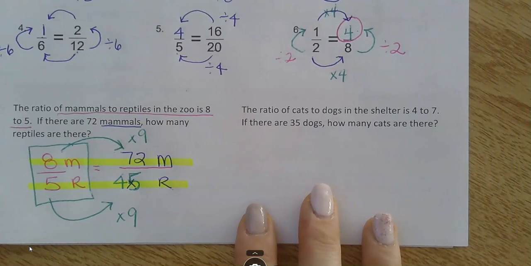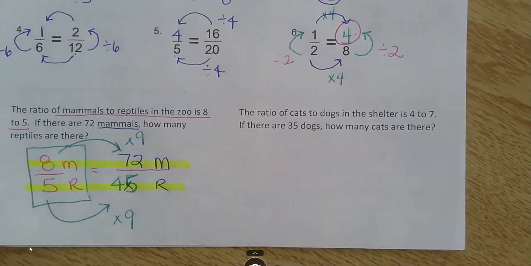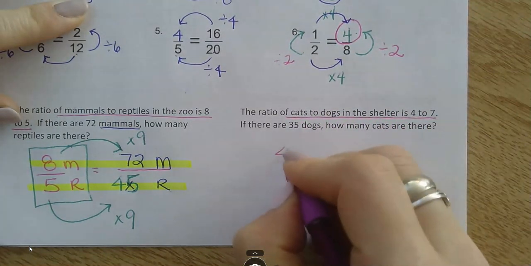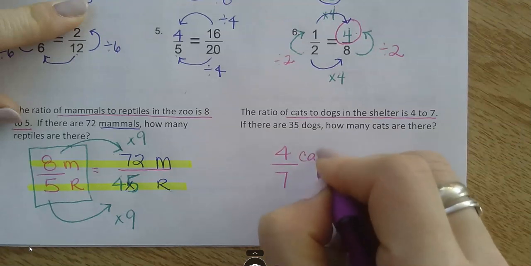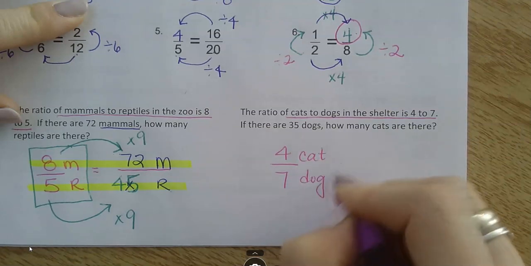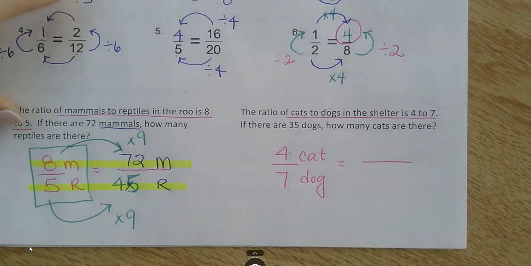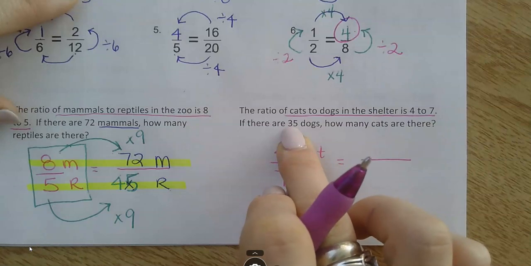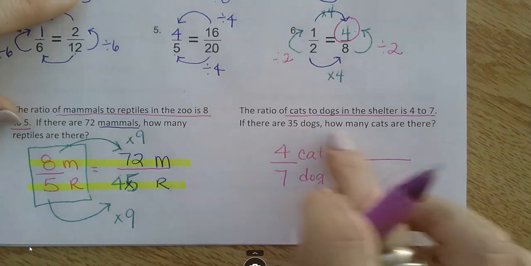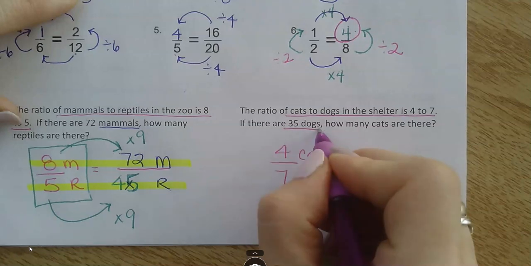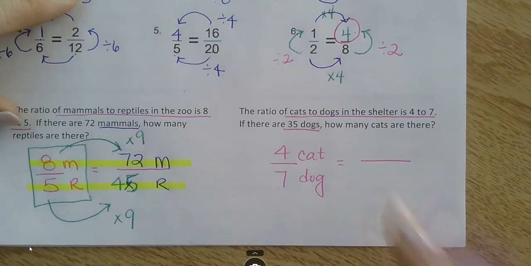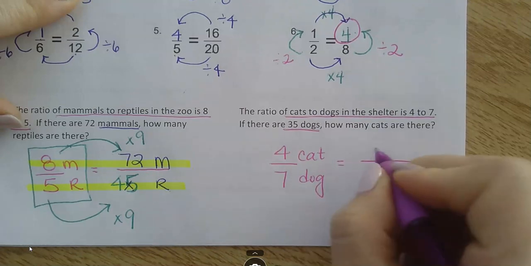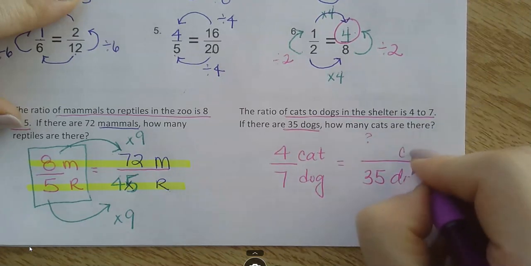Next one. Ratio of cats to dogs in the shelter is 4:7. Okay, cats to dogs, 4:7. Always start with that first, and then read it again and see what other number they give me. If there are 35 dogs, how many cats are there? So they're giving me dogs, I have to line it up with dogs. So if this is 35 dogs, I'm looking for, right here, how many cats.